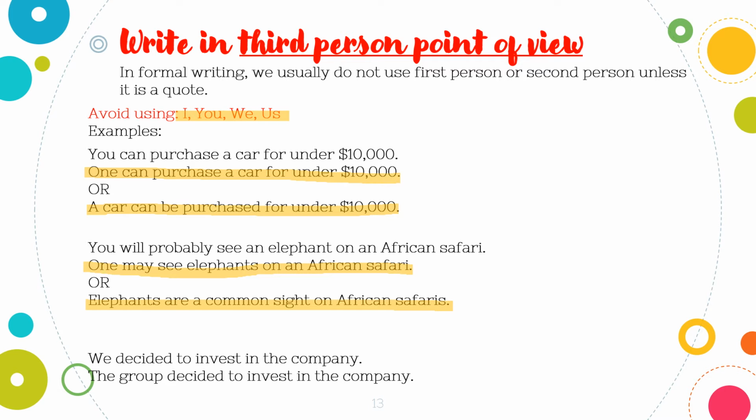So another thing is we decided to invest in the company. So you should avoid this. But rather, you should use this. Like the group decided to invest in the company. Instead of using we, it is substituted with the word group. Okay?